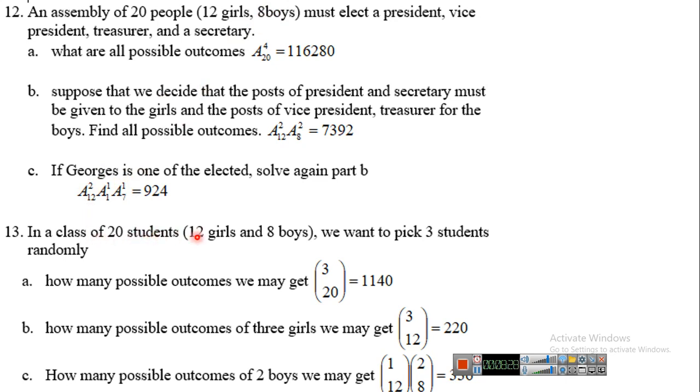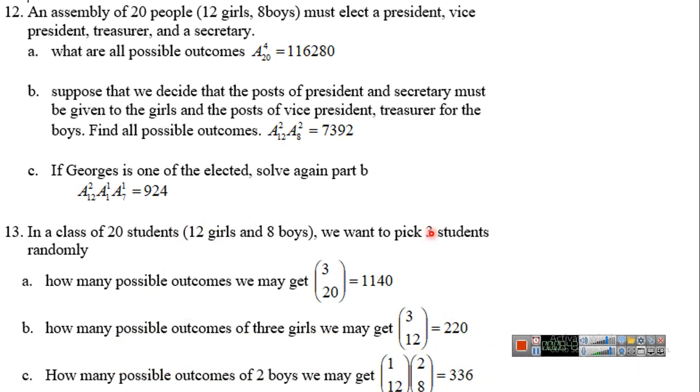In a class of 20 students, 12 girls and 8 boys, we want to pick 3 students randomly. So how many choices? It's 3 out of 20, order not important. Of 3 girls, so 3 out of 12. If 2 boys, I want to pick 3, so 2 boys and 1 girl, so 2 out of 8 and 1 out of 12.